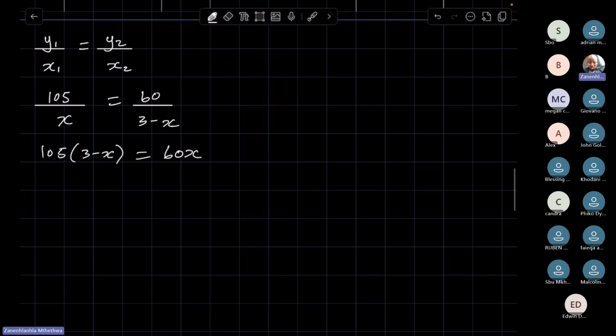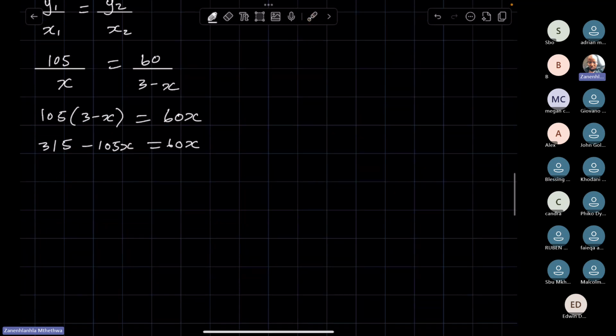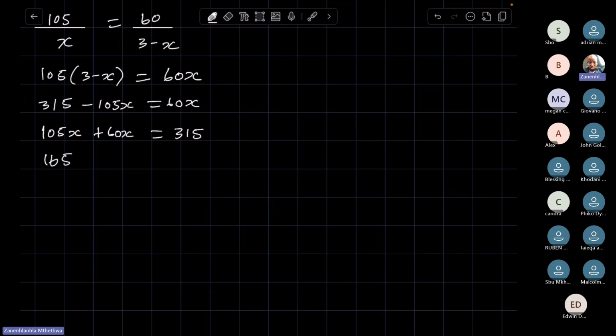Then what is 105 times 3? 315, right? Minus x times 105. So 105x is equal to 60x. Then you obviously take this to that side, seeing that this term is negative. Hence, you will have 105x plus 60x is equal to 315. Right, 105 plus 60 is 165x is equal to 315.